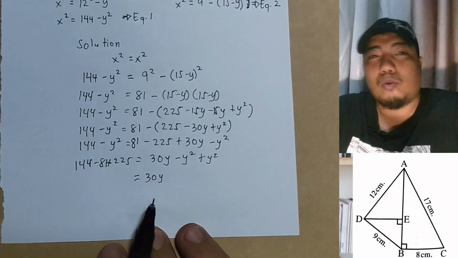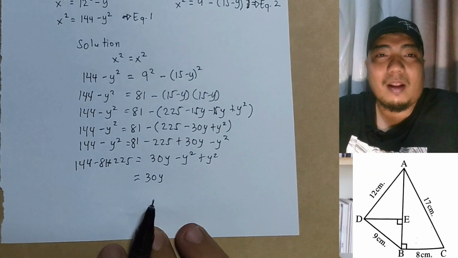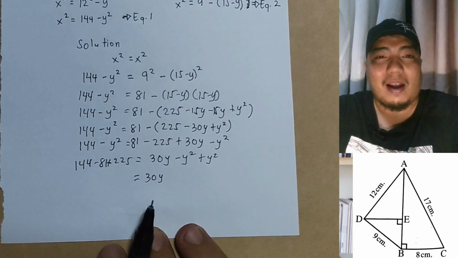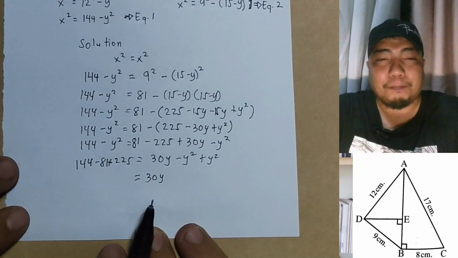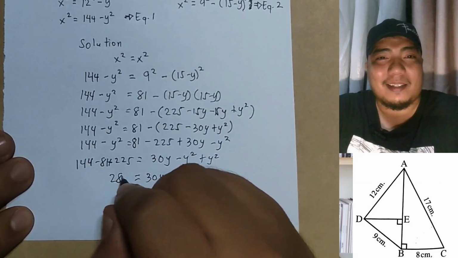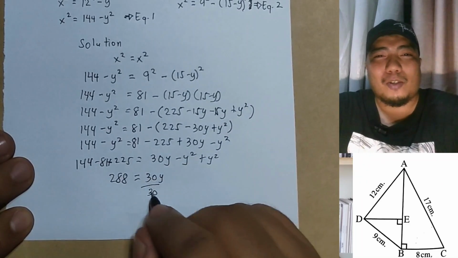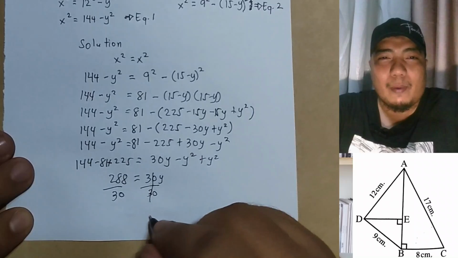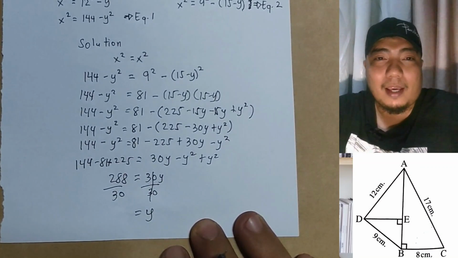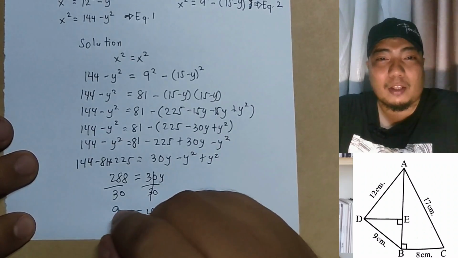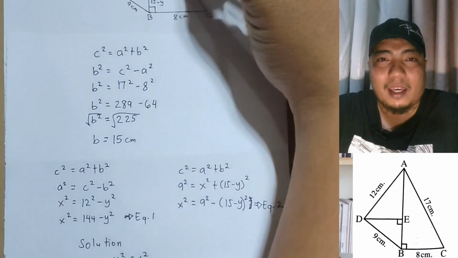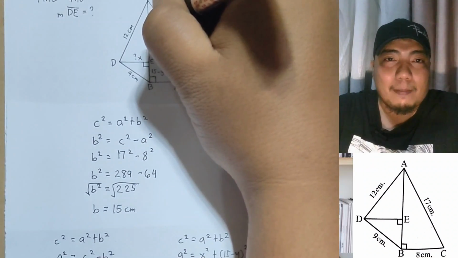And if we simplify 144 minus 81 plus 225, that would give us what? I think that would give us 288. Okay, so 288. So now we divide both sides by 30. We cancel the 30, we bring down y, and our value for y will be 288 divided by 30, and that is 9.6. So having 9.6, this will be our y here.